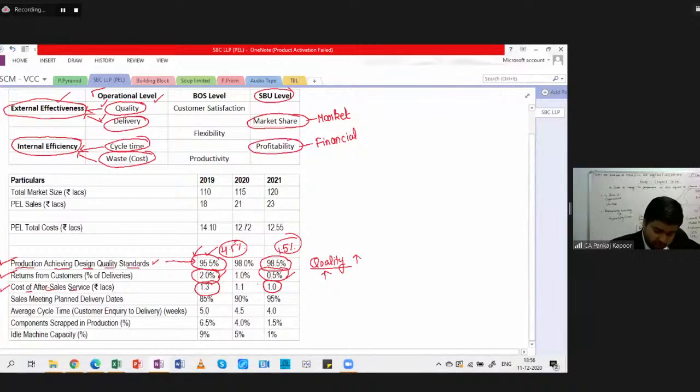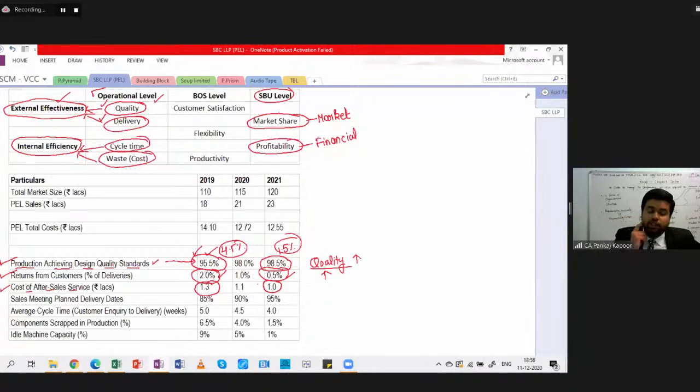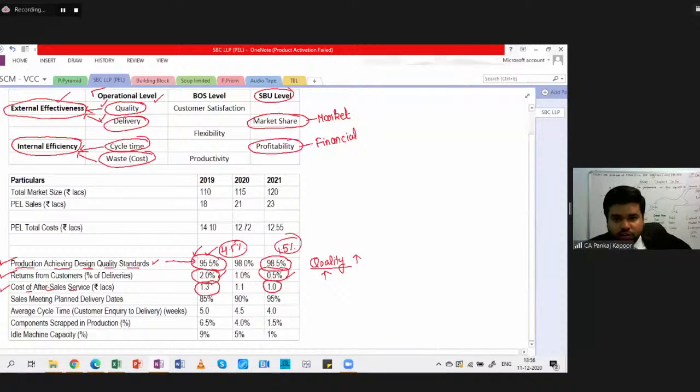So whether your delivery improves or not, now you need to spend less money, but you can see here, you are making more sales. You are making sales here of 23 lakh. Earlier you were making sales of only 18 lakh. Your sales increase multifold, but your after-sales services cost reduces.